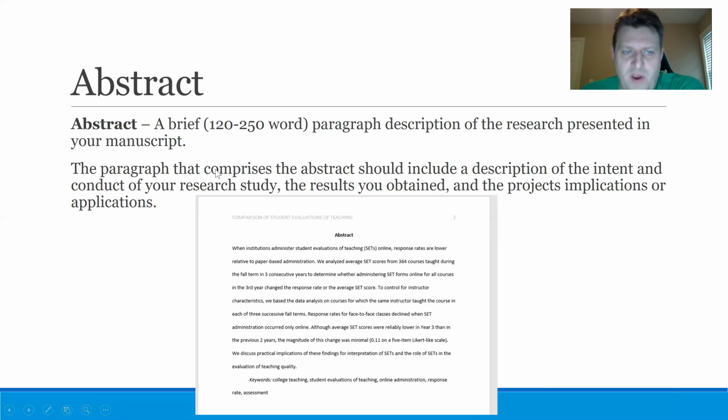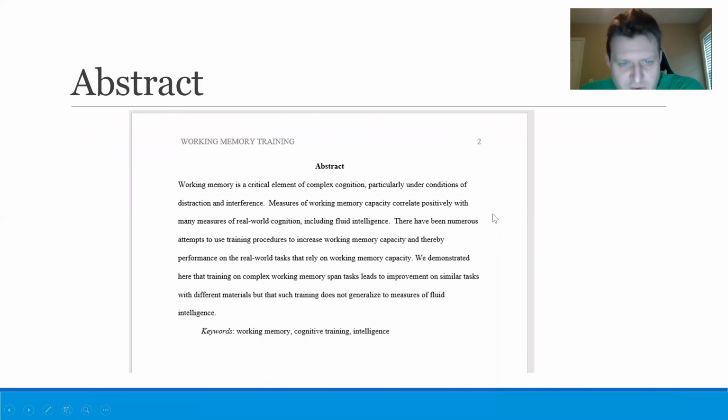Okay, so the paragraph in the abstract, as I mentioned before, should include a description of the research question, how you conducted the study, the results you obtained, and the practical implications and applications of the research. So the major take-home message. Here's another example of an abstract. This one, of course, comes from me. Notice here that we do not have an indentation.